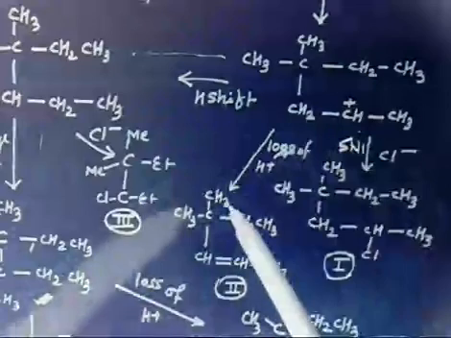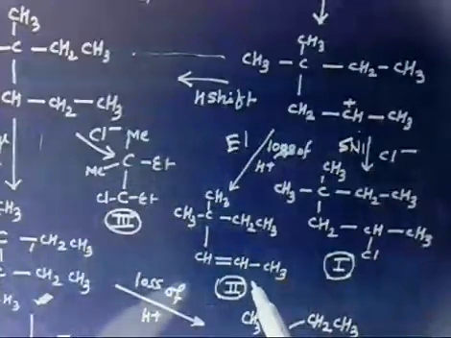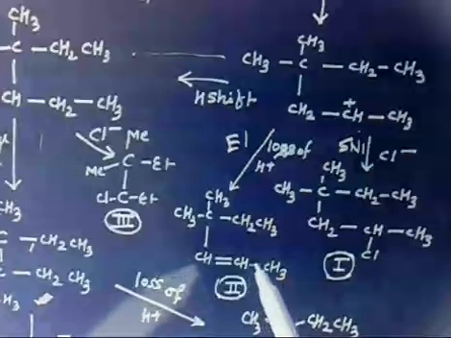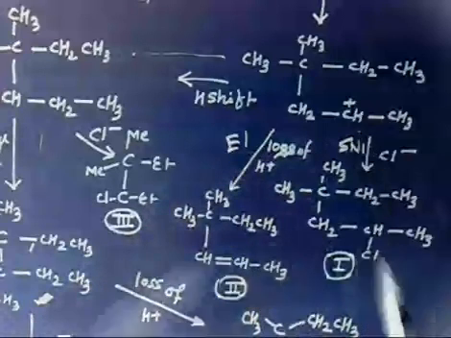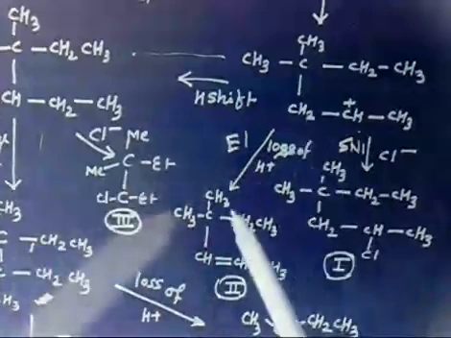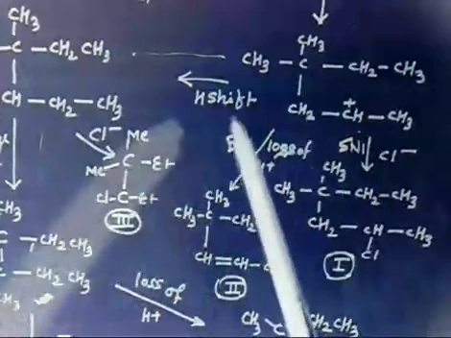Now in this case, if it loses H plus, that is the product of E1. I am getting an alkene. Now, the carbocation can go via SN1, it can go via E1, it can go via shift, that is rearrangement. So this is a hydrogen shift. If it does shift, you will have this carbocation.